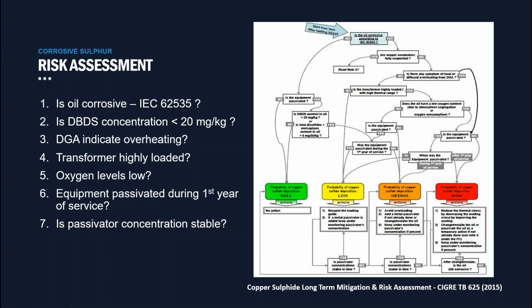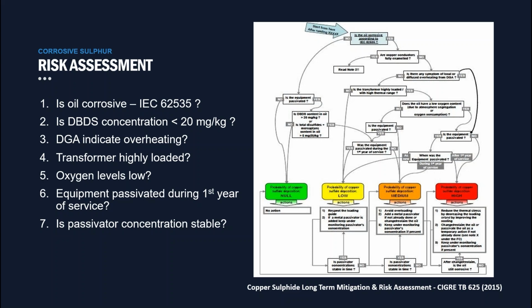If passivator has been added, but if it was added after the first year of service, the probability of copper sulfide deposition is still thought to be high. And if we add passivator and levels are not stable, even after repeat cycles of passivation, the probability of copper sulfide deposition is thought to be high. And in these circumstances, we really need to look at an oil change and then continue to monitor the situation with the IEC 62535 test, DBDS, and also passivator levels.